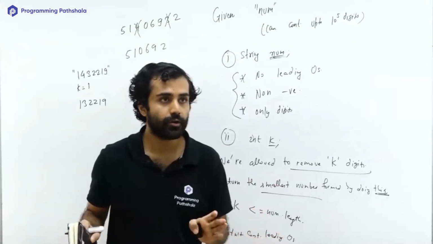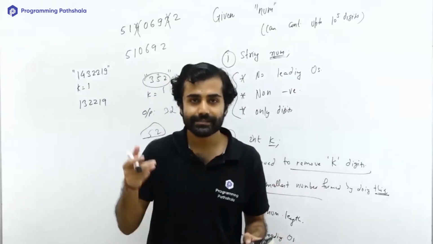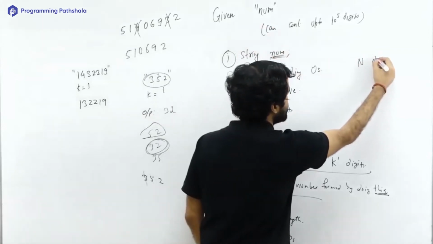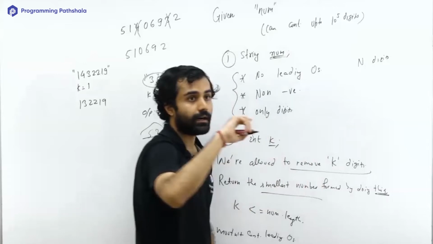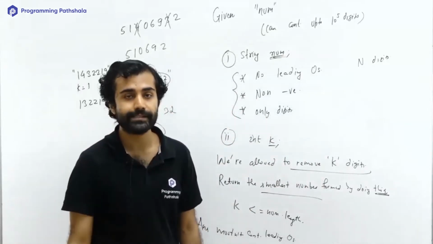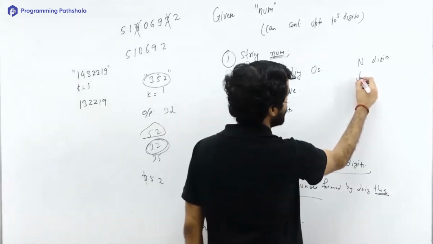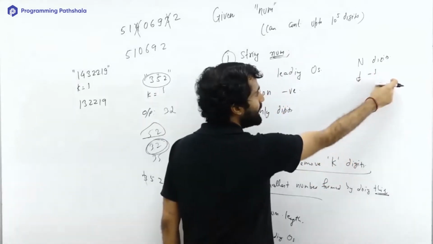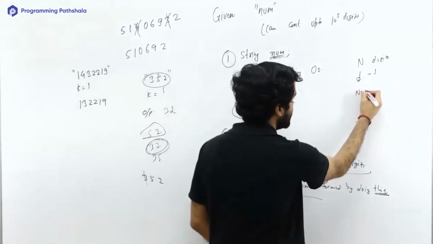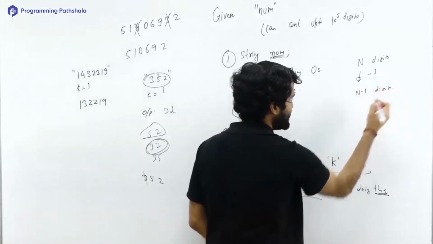Okay, guys, so think of it in this manner. Let's say there is a number which consists of n digits. Okay, listen to it very carefully. Let's say there is a number which consists of n digits, and if you remove 1 digit from here, what will be the length of the remainder? The length of the remainder will be n minus 1. It will contain n minus 1 digits.